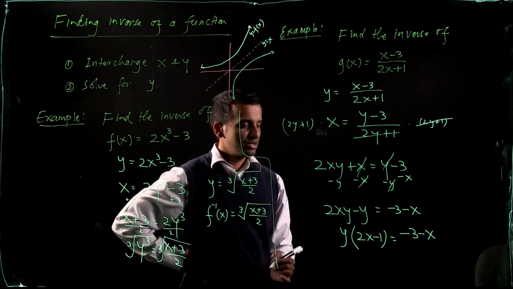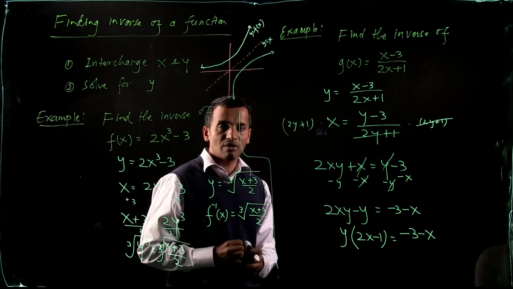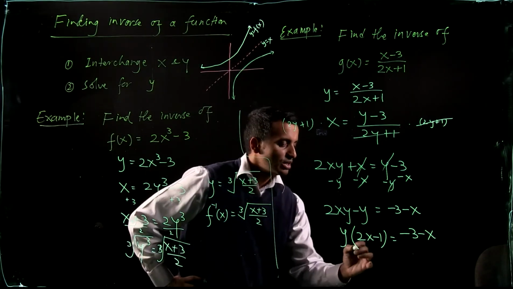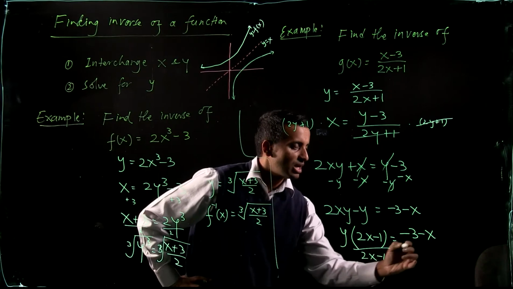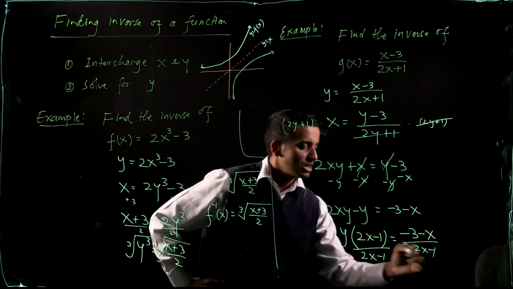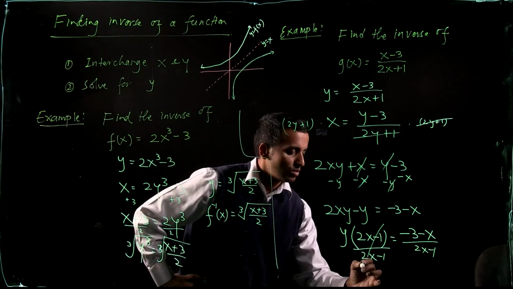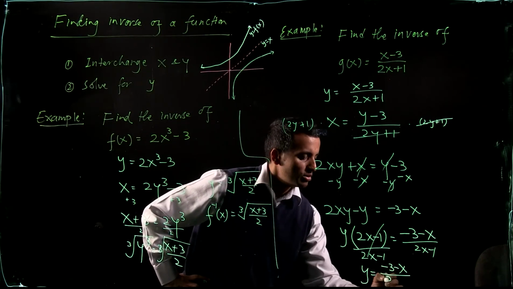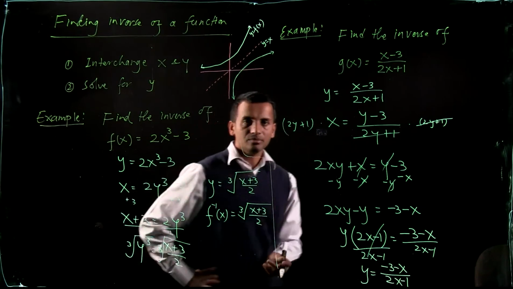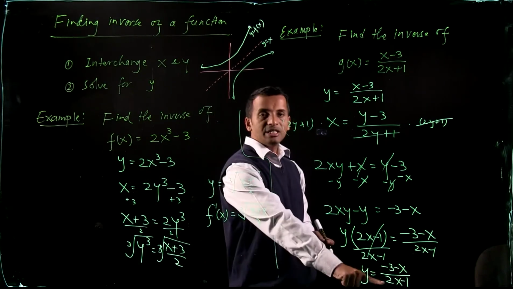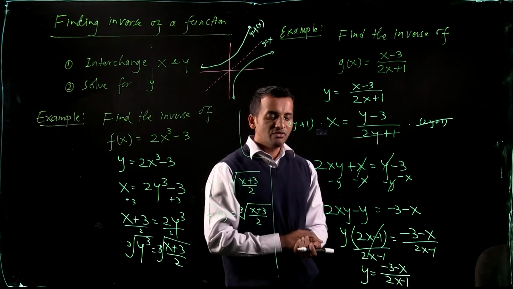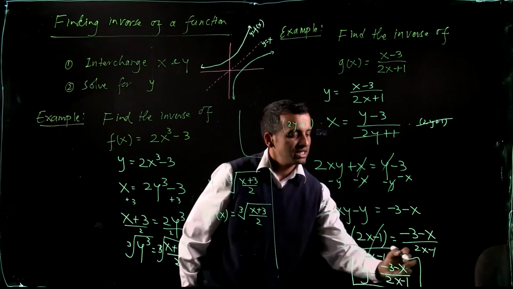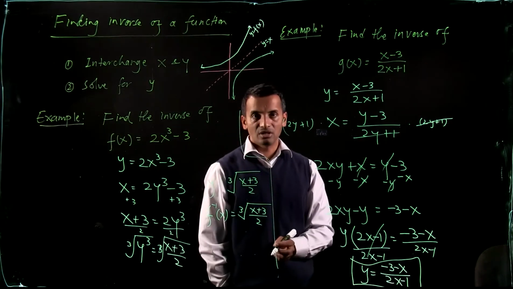That's what you got. Okay, now how do you solve for y from this step? You divide both sides by 2x minus 1. So what do you get? y equals (negative 3 minus x) over (2x minus 1). Okay, so this is basically the inverse, or you can write f inverse of x equals that expression. This is basically the inverse of the given function.